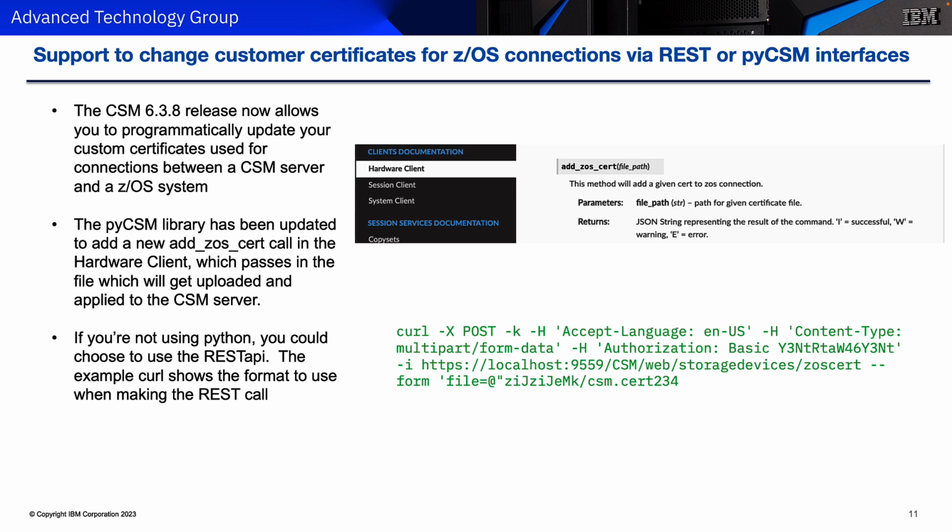You can either call the REST interface, so at the bottom you can see an example curl call that calls the REST interface directly, or use our PyCSM library. It's a Python-based library that's out there and open source. It has a new add ZOS cert method where you specify the file, and it will upload and replace the certificate for you. So hopefully this will make it a lot easier to update your security across your environment.